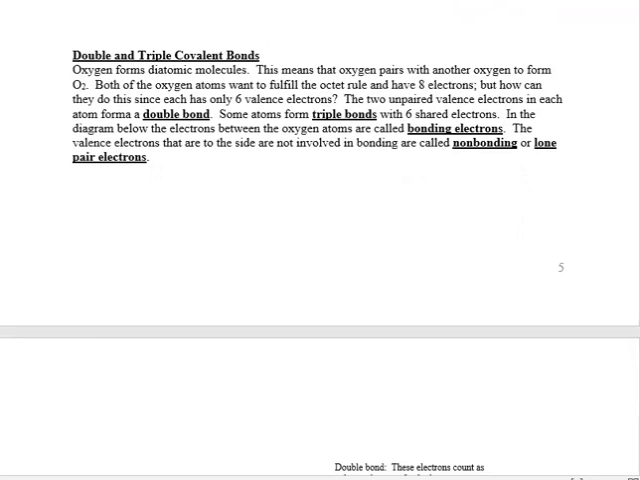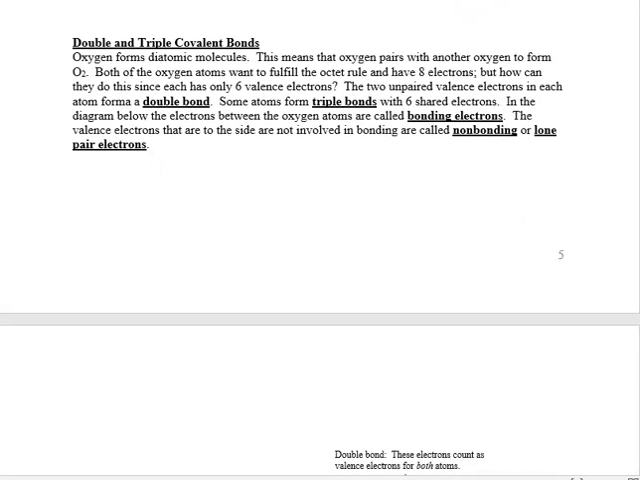Okay, double and triple bonds. Oxygen forms diatomic molecules. This means that oxygen pairs with another oxygen to form O2. Both of the oxygen atoms want to fulfill the octet rule and have 8 electrons. But how can they do this, since they each have only 6 valence electrons? So 6 plus 6 is 12. So how do they form 2 octets of 8? 8 plus 8 would be 16. How do they do that? The 2 unpaired valence electrons in each atom form a double bond. Some atoms form triple bonds with 6 shared electrons, but not in the case of oxygen.